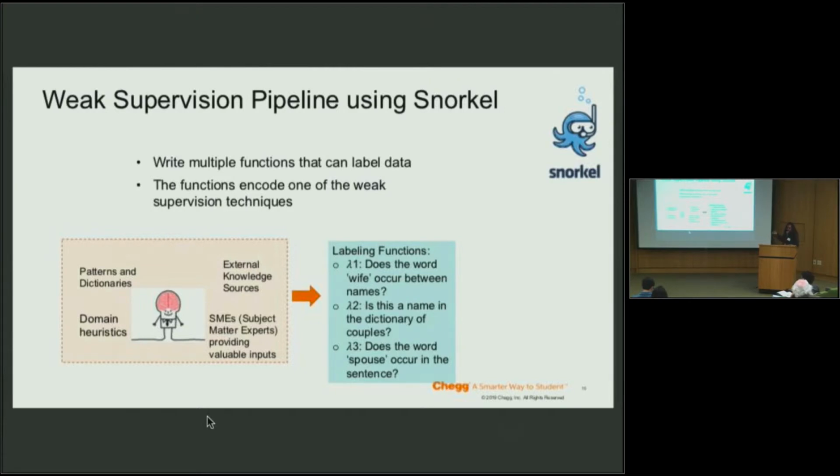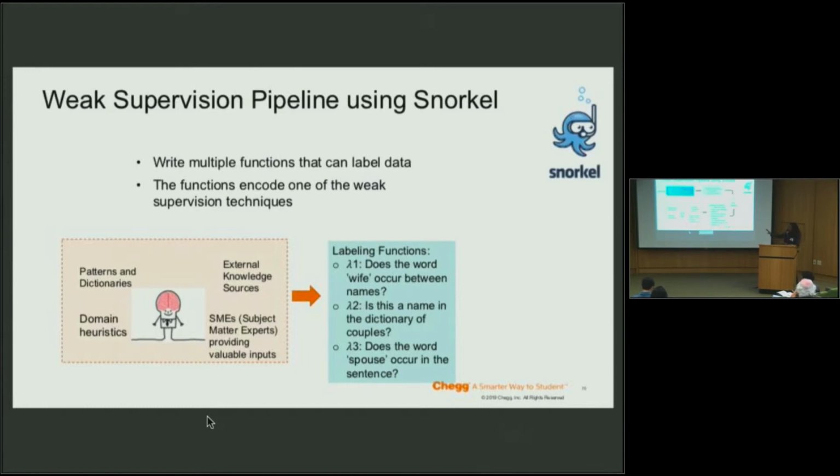The ultimate goal is to use these labeling functions and apply them on your input data. So for our spouse example, we have, let's say, 3 labeling functions, lambda1, lambda2, and lambda3. Lambda1 says, does the word wife occur between the names? Lambda2 says, is this a name in the dictionary, and so on.